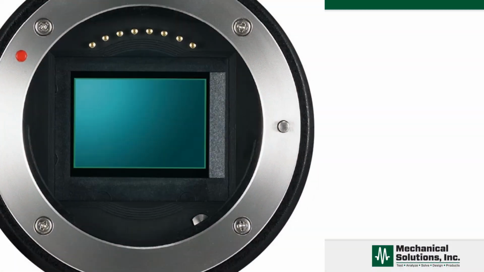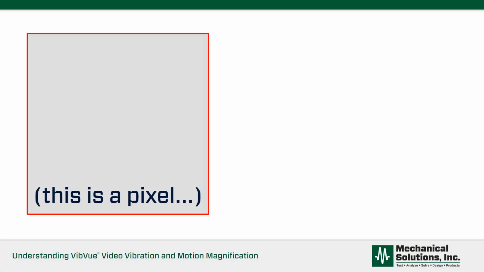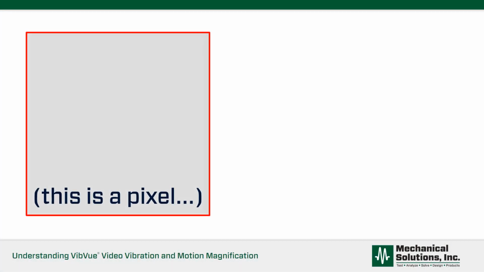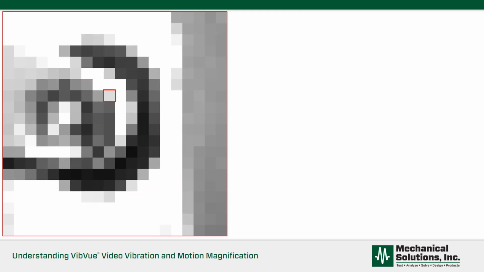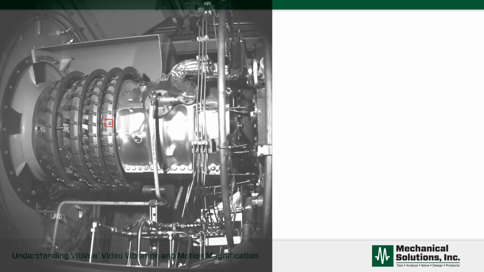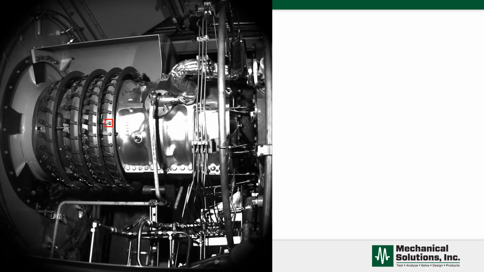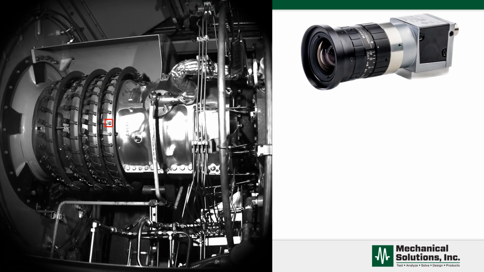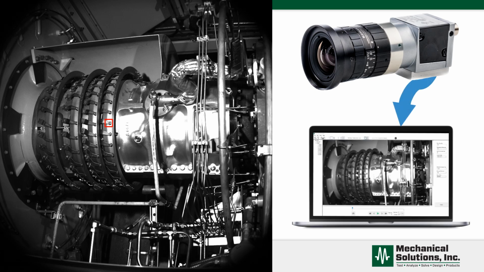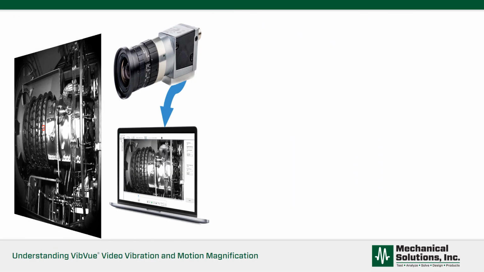Fundamentally, it helps to think about the camera's light sensor as an individual pixel instead of the camera as a whole. This tiny light sensor, along with all its neighboring sensors, feeds dynamic light information back to the camera. The camera processes all this information and sends it off to a computer as image files. At this point, the VibVue magic goes to work. In this video, we'll focus on how this pixel drives the amplitude detection capability.